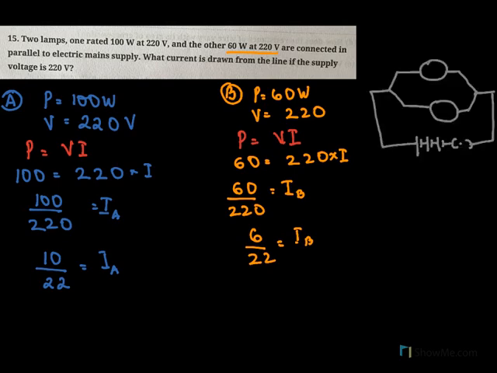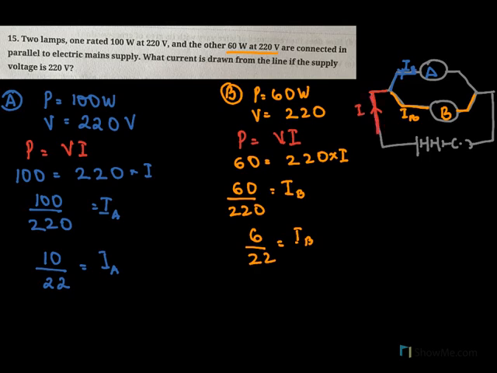Let me go ahead and draw the diagram now. So here is my bulb A and this is my bulb B. They are connected in parallel. The current passing through bulb A we call I1 or IA, and the current passing through this second bulb we'll call IB, and the main current here we'll call I.